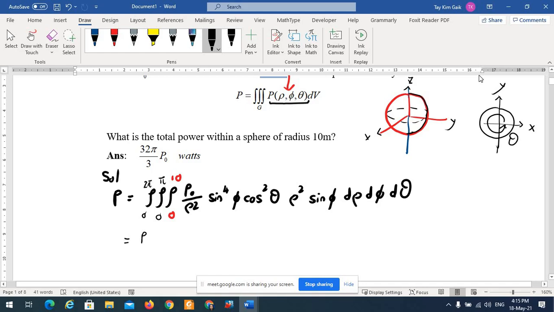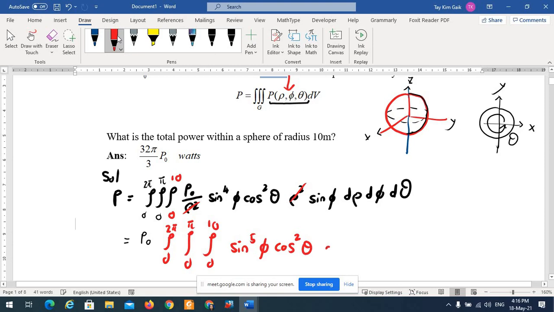You can factor out the P naught, it's a constant. The rho squared and rho squared just cancel. With theta from 0 to 2 pi, phi from 0 to pi, and rho from 0 to 10, sin to the power 4 times sin to the power 1 gives sin to the power 5 phi cos squared theta d rho d phi d theta.